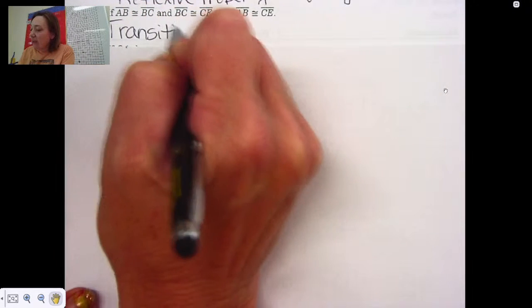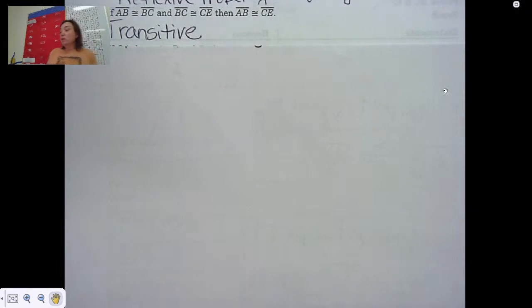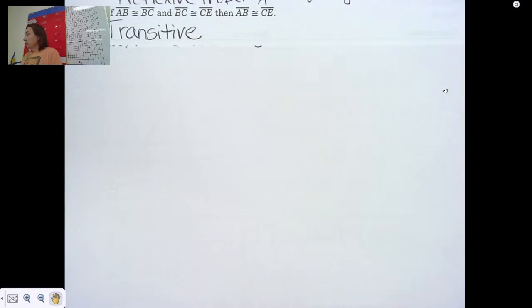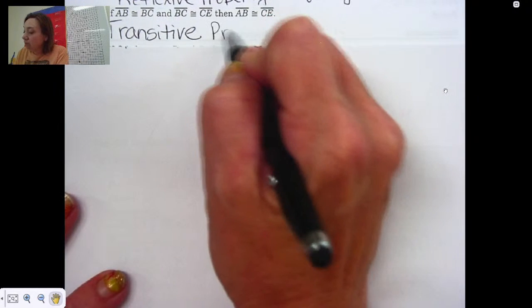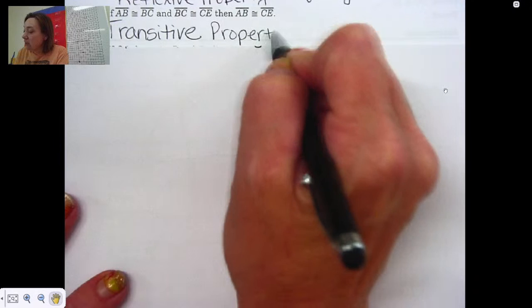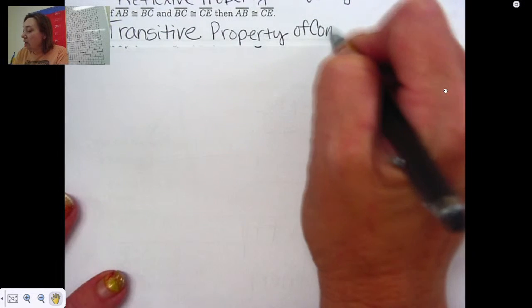It is the transitive property. Yes, it's the transitive property. So now, is this going to be the transitive property of equality, or is this going to be the transitive property of congruence? Of congruence. Why? It's got a congruent symbol instead of an equal sign. So transitive property of congruence.